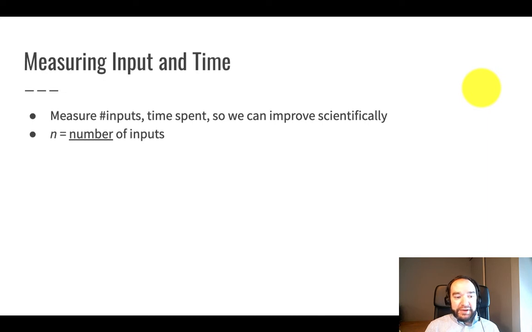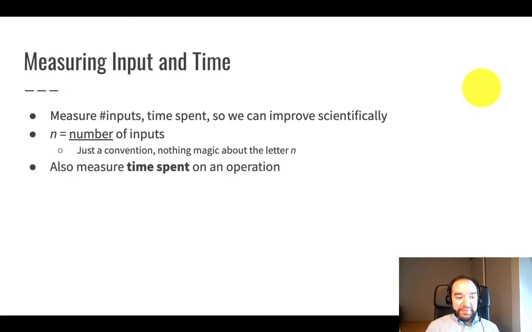N is defined to be the number of inputs. This is just a convention. There's nothing magic about n, and n is not some mystical thing. N is just a math variable like x or y that represents the number of inputs into an operation. N is a pretty good letter for that number.